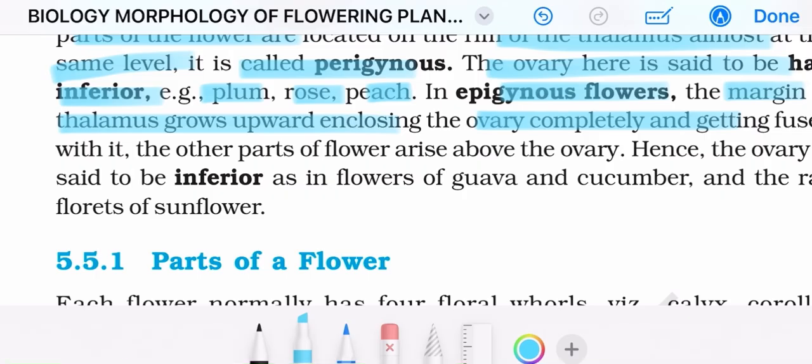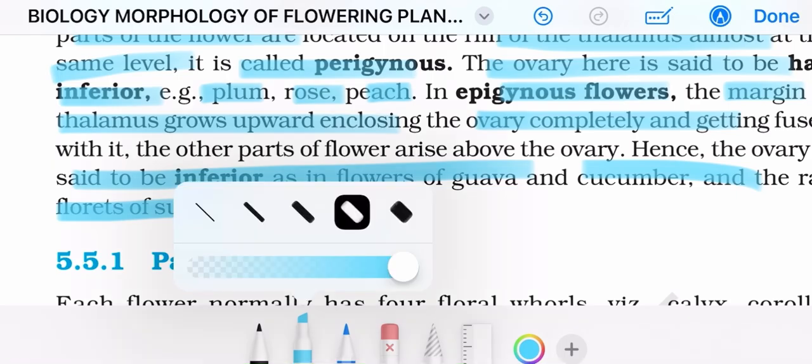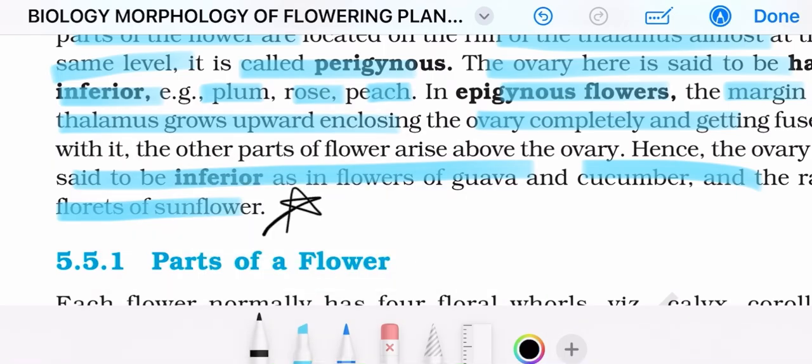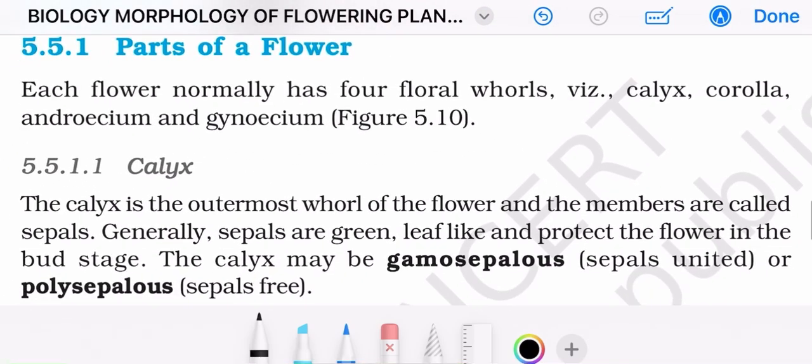The other parts of the flower arise above the ovary, hence the ovary is said to be inferior, as in flowers of guava and cucumber. The ray florets and the disc florets of sunflower are very important. In this chapter, examples are very important, and this chapter is also very important. Each flower normally has 4 whorls: calyx, corolla, androecium and gynoecium.